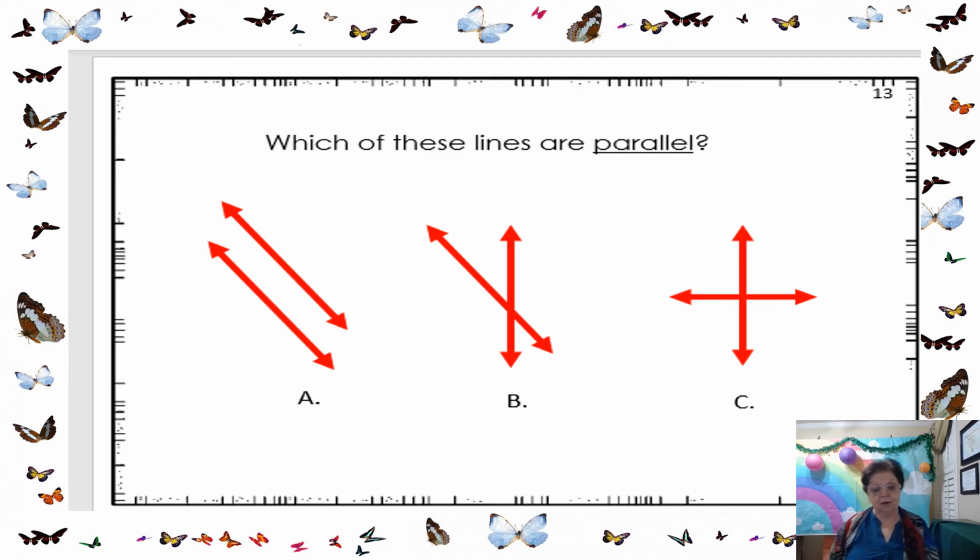All right, which of these lines are parallel? You tell me. Got 15 seconds. Which ones are parallel? If you said A, you are absolutely correct. Parallel lines never meet.